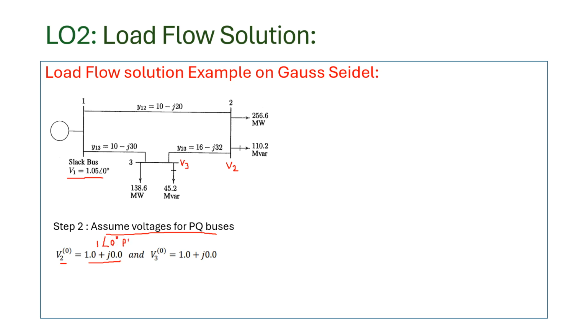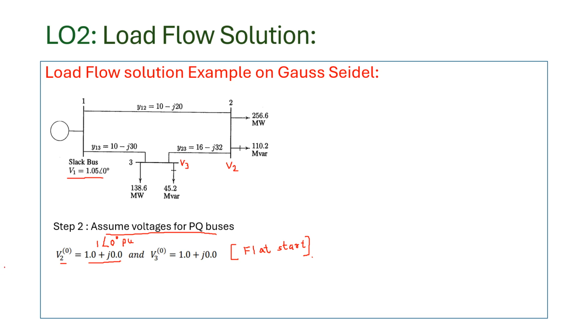We are assuming this voltage in per unit. Similarly, voltage at V3 is assumed as 1 at an angle 0, that is 1.0 plus J0. This assumption of 1 at an angle 0 for both the buses is called a flat start. And for most of the practical examples, this flat start is fair enough to start with.